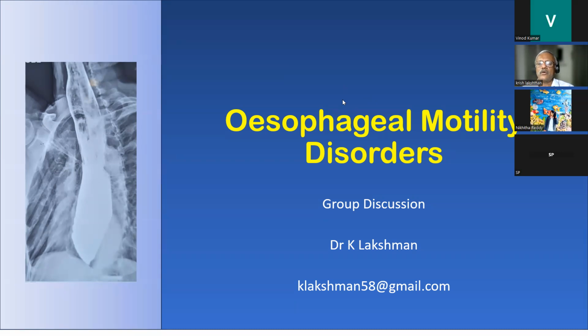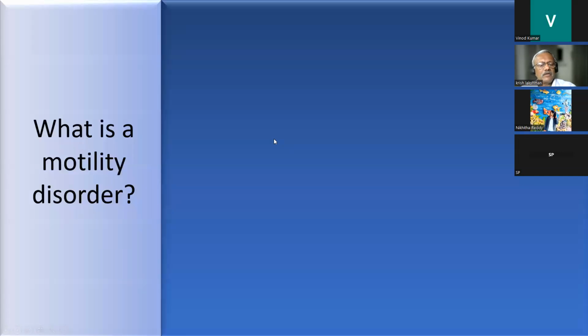So let's start off with a very basic understanding. Ainas, what is a motility disorder? I'm not looking for any formal definitions and things like that. What is your understanding of the word motility disorder? Basically, there is disruption in the movement or peristalsis, during the passage of food. When there is a disruption in the peristalsis, that is what we consider a motility disorder.